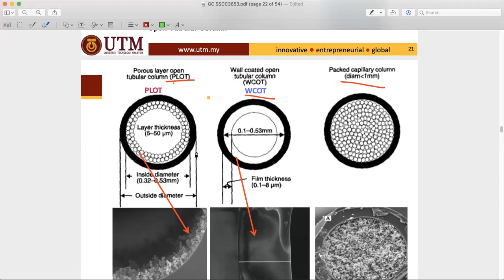These columns, these round things are the stationary phase. For example, these round things are the stationary phase. These are also all the stationary phase. For the wall coated open tubular column, the stationary phase is embedded inside the wall. This stationary phase will interact with your analytes. How well your analyte interacts with the stationary phase will achieve the separation.